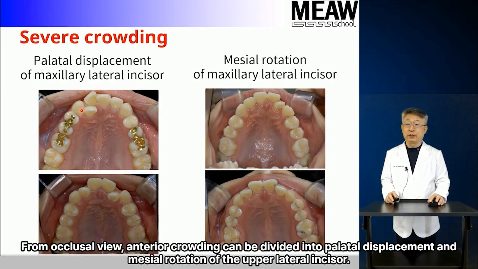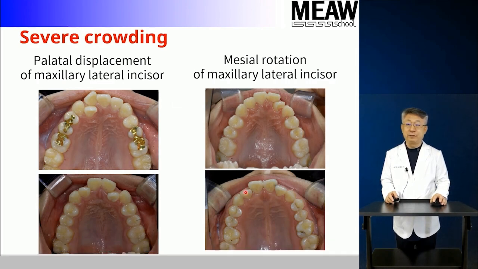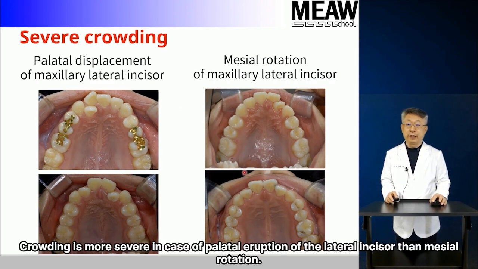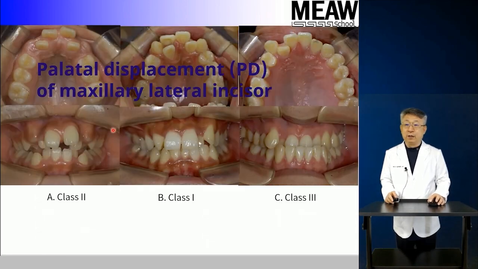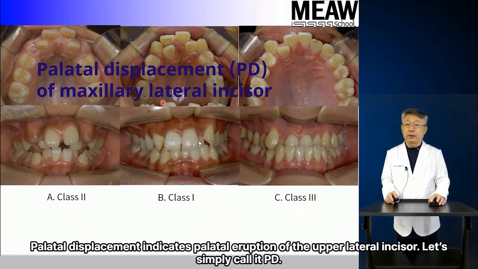From occlusal view, anterior crowding can be divided into palatal displacement and mesial rotation of the upper lateral incisor. Crowding is more severe in case of palatal eruption of the lateral incisor than mesial rotation. Palatal displacement indicates palatal eruption of the upper lateral incisor. Let's simply call it PD.